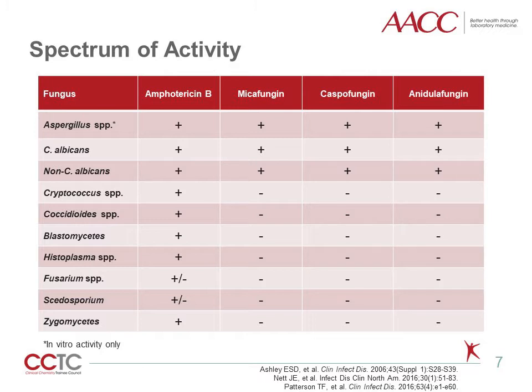Several small uncontrolled studies have evaluated caspofungin and micafungin for primary therapy for invasive aspergillosis, and the results were less than favorable.